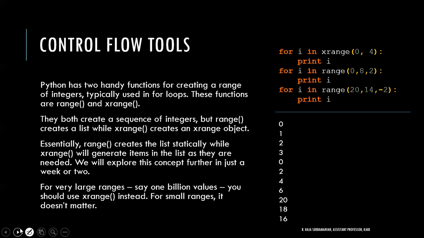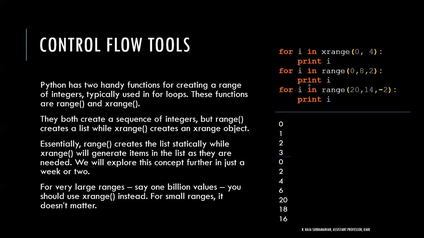For smaller ranges, I will not use objects. I will not use xrange. I will go with range itself, right? If you use xrange, you will also get the same result, but usually it is used for a large number of values, a large range. If I need, I can say xrange. If I say here range of 0, 4 or xrange of 0, 4, I'll get 0, 1, 2 and 3.